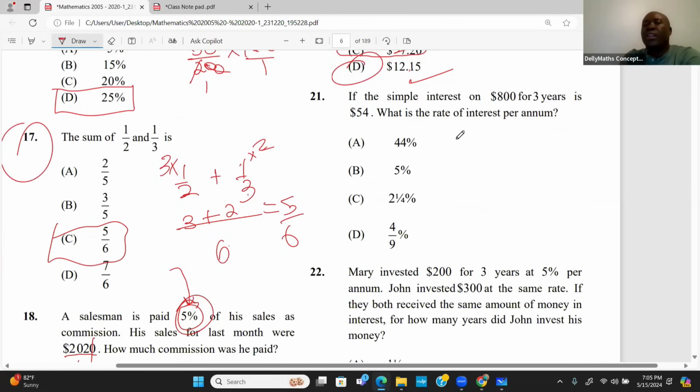If the simple interest on 800 for 3 years is 54, what is the rate? So remember, rate is equal to 100 times interest over P times T. So you can put it in: 100 times 54 over 800 times 3. As you could see, some things you work out because based on what they give, you take your time and you work it out.